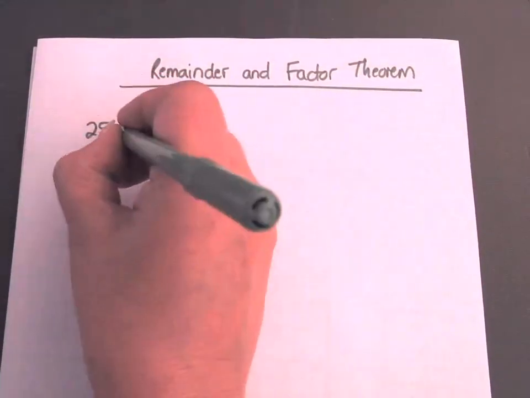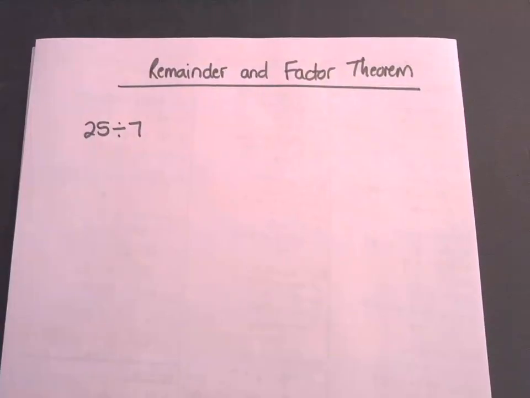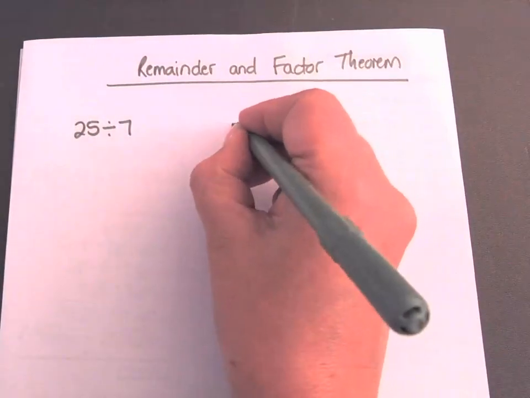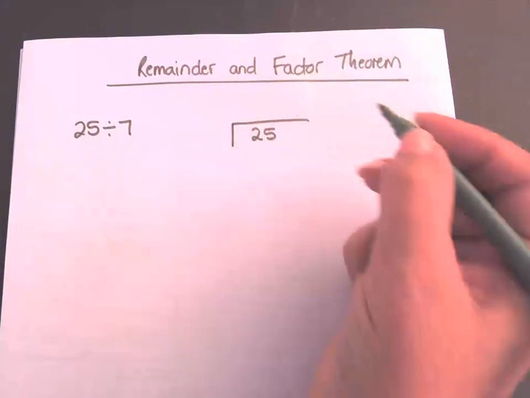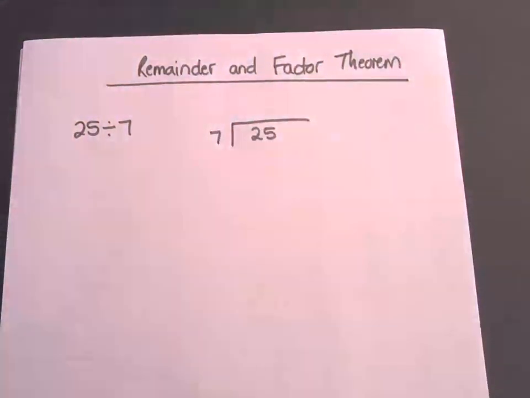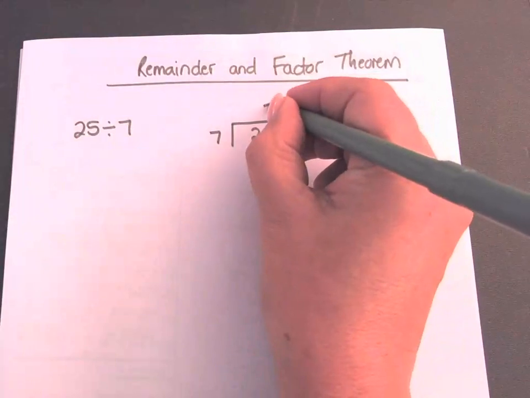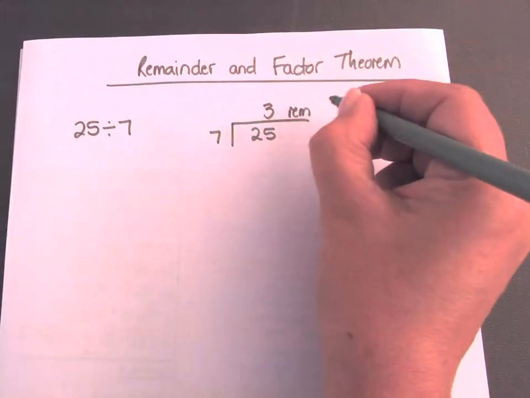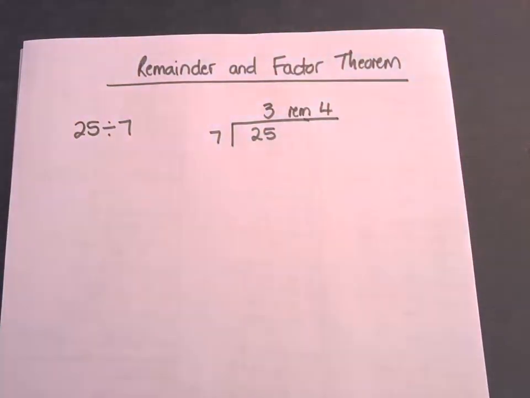Let's say I tell you to work out 25 divided by 7. You can rewrite it in this notation, 25 divided by 7. Then you'll get an answer of 3 remainder 4. Is that correct?